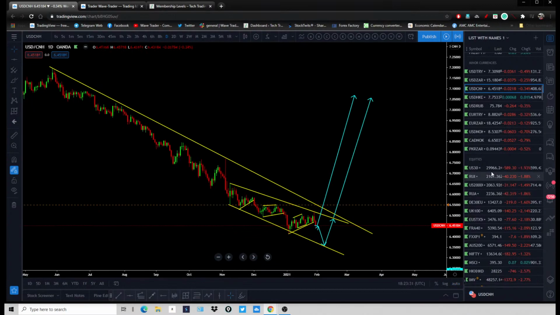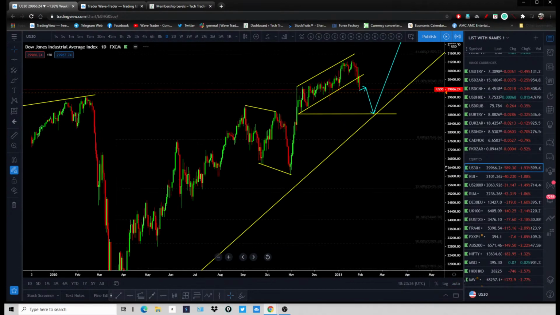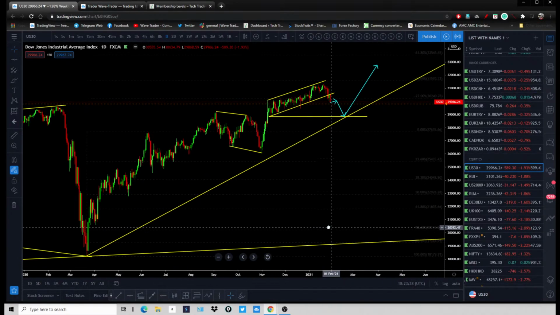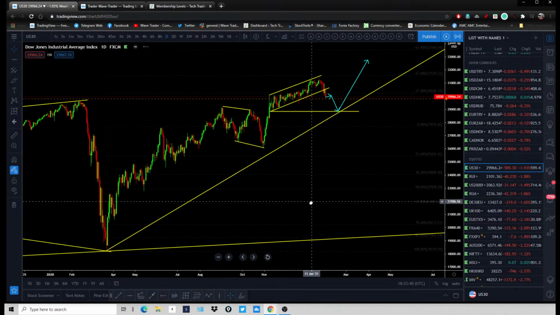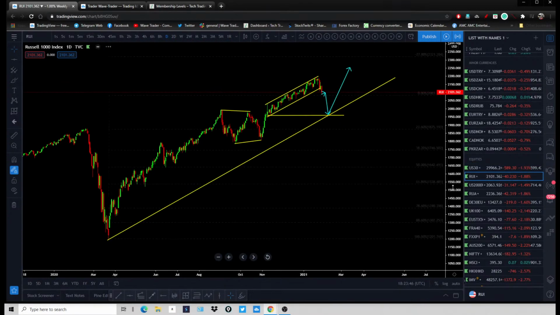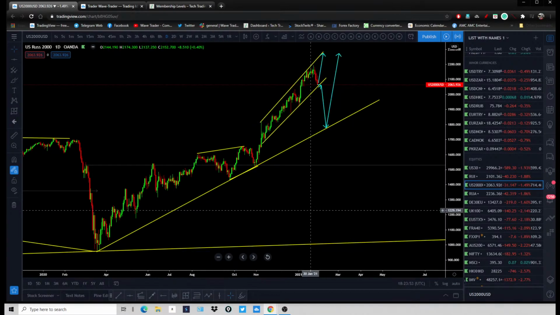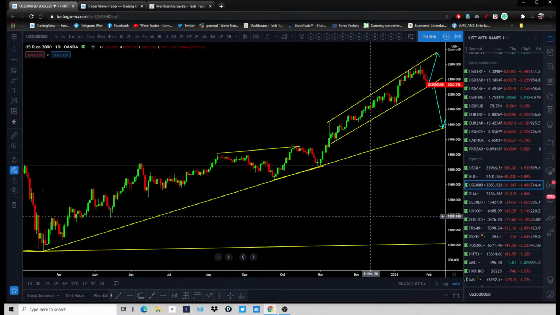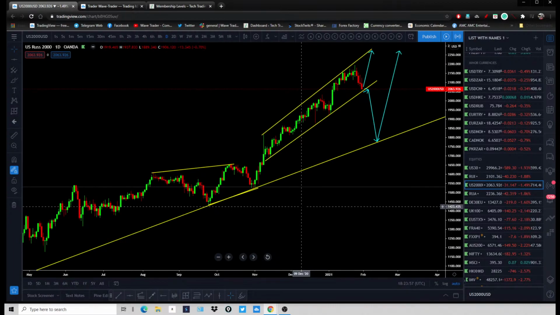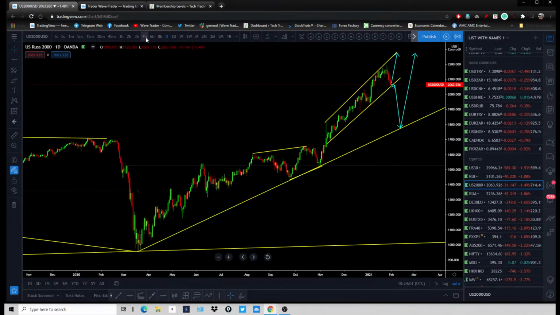And US 30 is also the same as the S&P 500. US 30 has that expanding triangle, correct, drag lower back to that bottom, and then continue the trend. Same on the Russell 2000, drop and back to high. The US Russell 2000 is also under pressure because of the GameStop drama last week, and it can still drag lower.